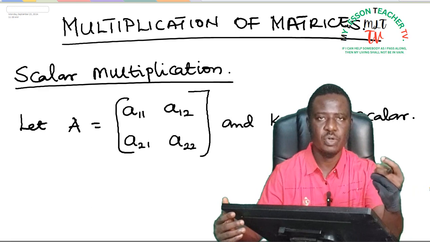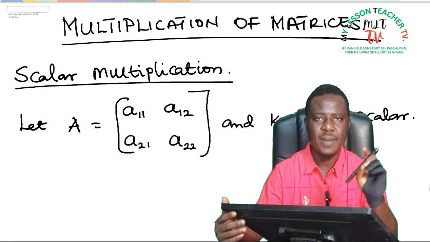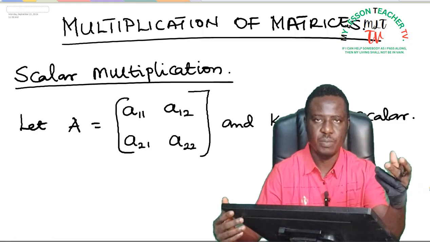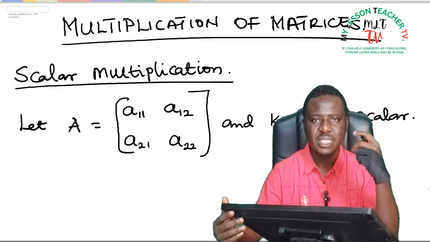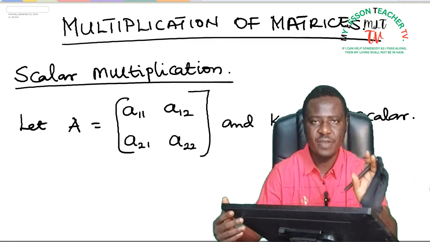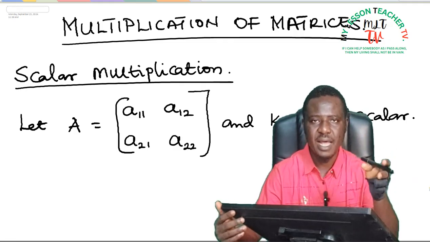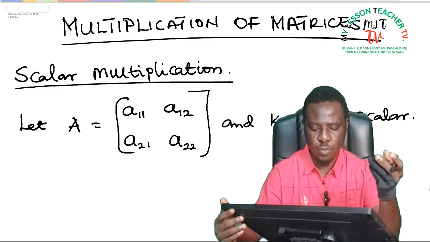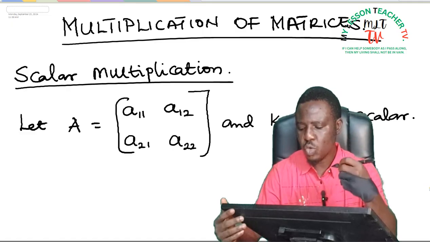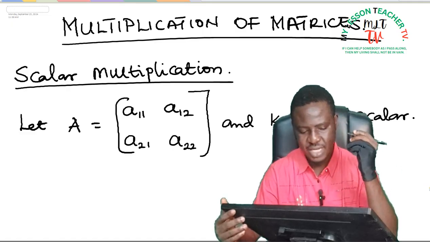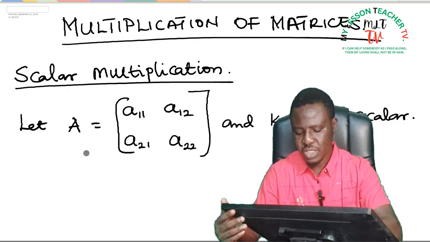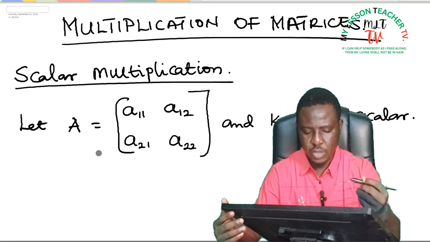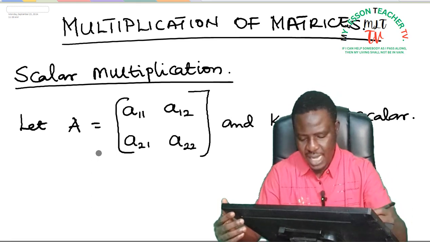So in matrix multiplication, we have what we refer to as scalar multiplication of matrices and matrix multiplication. In scalar multiplication, you multiply a given matrix by a scalar. That scalar may be a constant term or may be a variable. So for scalar multiplication of a matrix, we have an example on the board: let matrix A be A11, A12, A21, and A22, and K be a scalar.